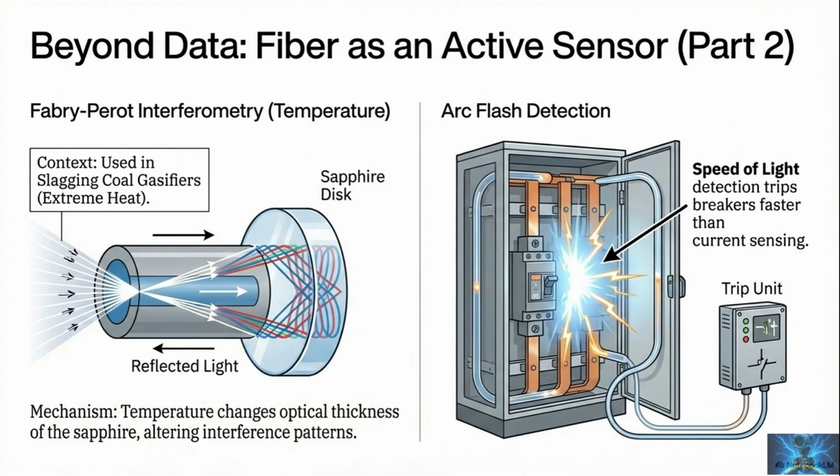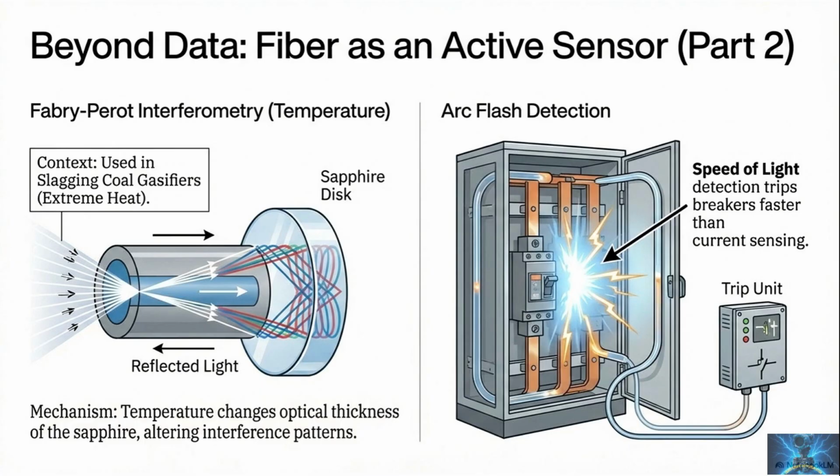Beyond data, fiber as an active sensor, Part 2. Here we get into more advanced sensing. Fabry-Perot interferometry can measure temperature by using a cavity where interference patterns shift as optical thickness changes. In extreme applications, like slagging coal gasifiers, materials such as sapphire are used because they survive brutal heat. Another high-impact application is arc flash detection.